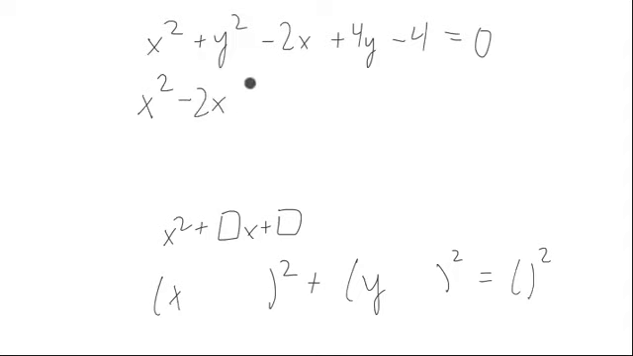So x squared minus 2x. Do the same thing for the y's. Plus y squared plus 4y. And then on the other side, let's add 4 to both sides and just put it over there for now. All right, so let's get going with that and see what we can do.